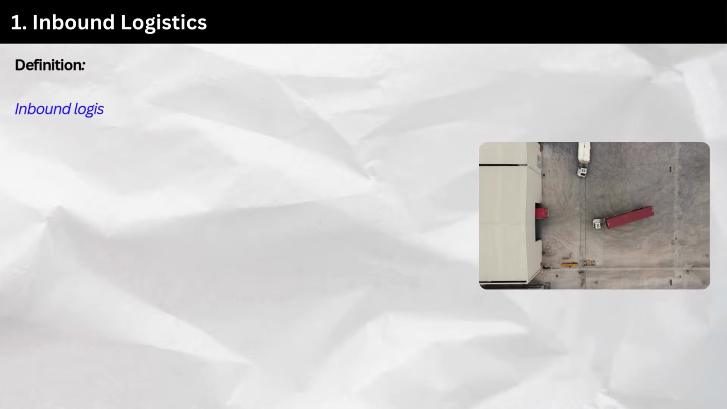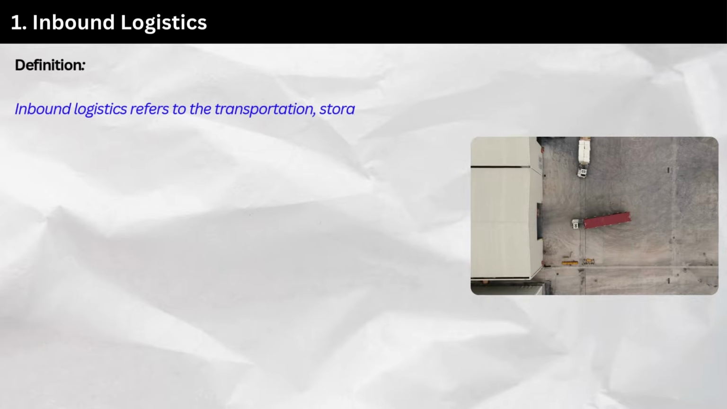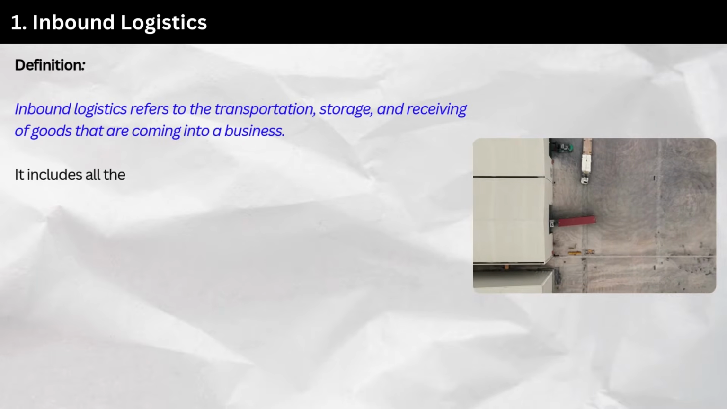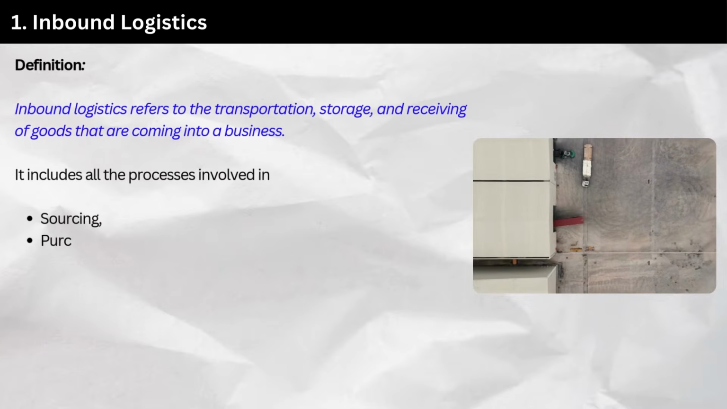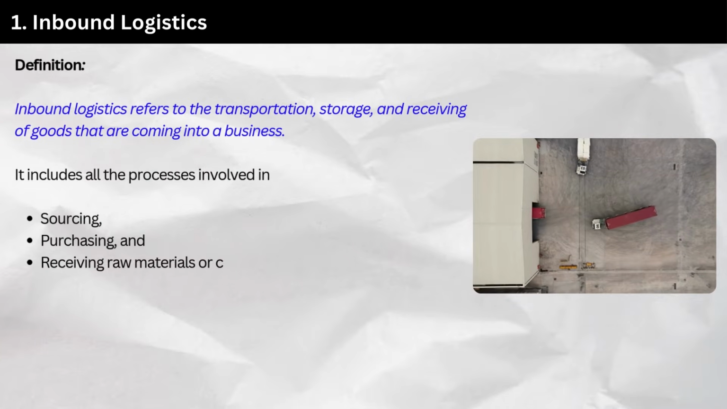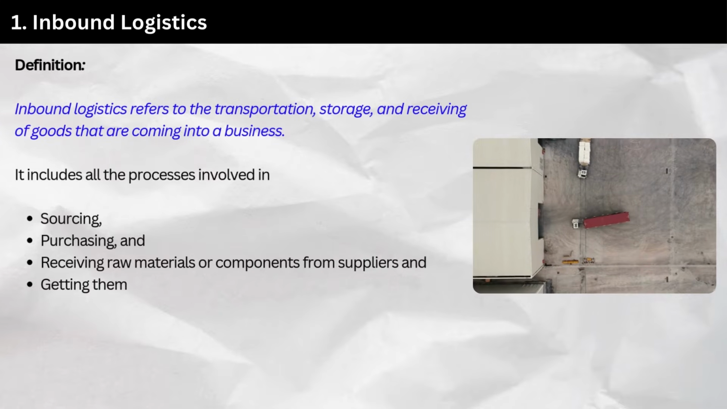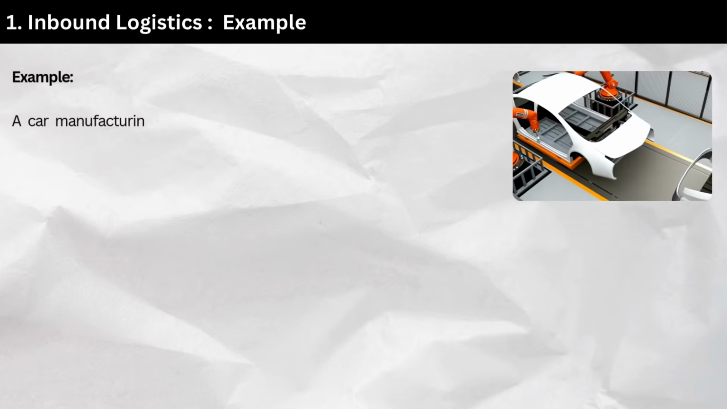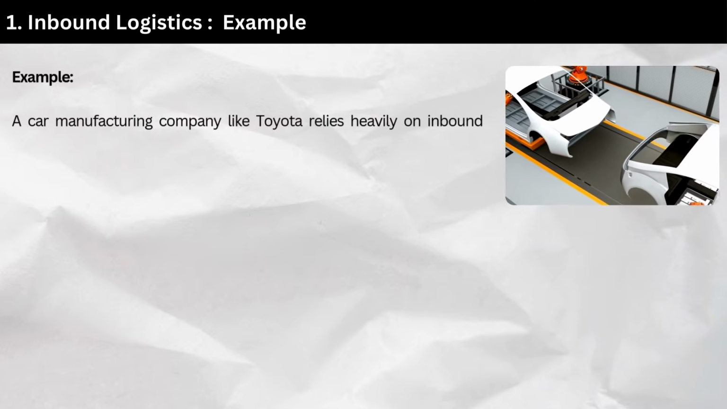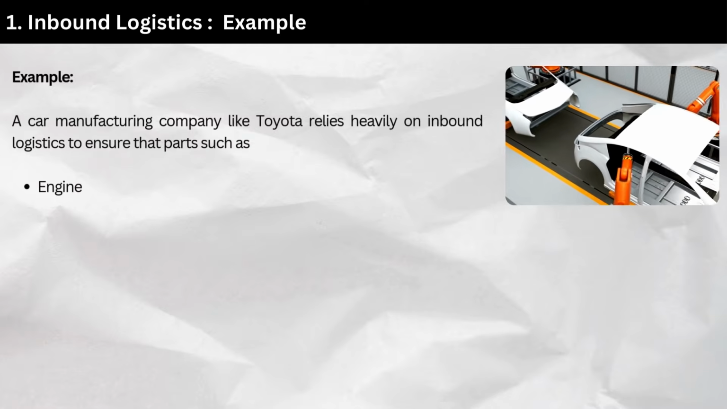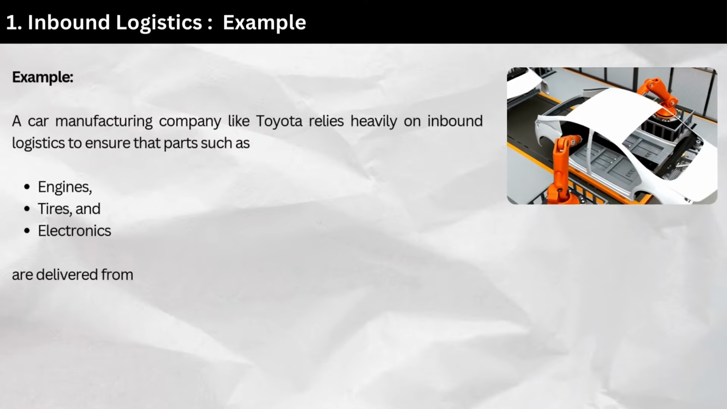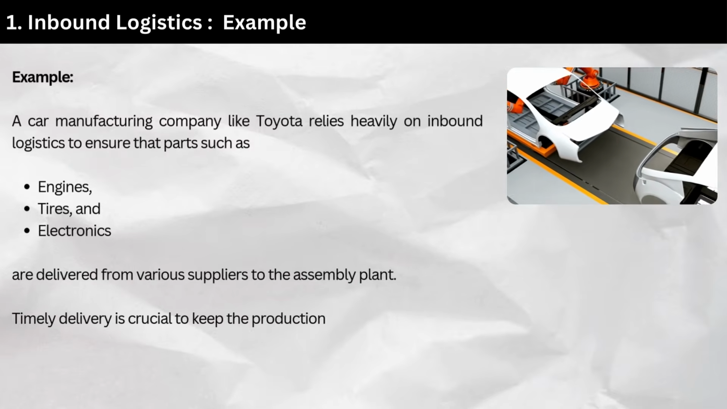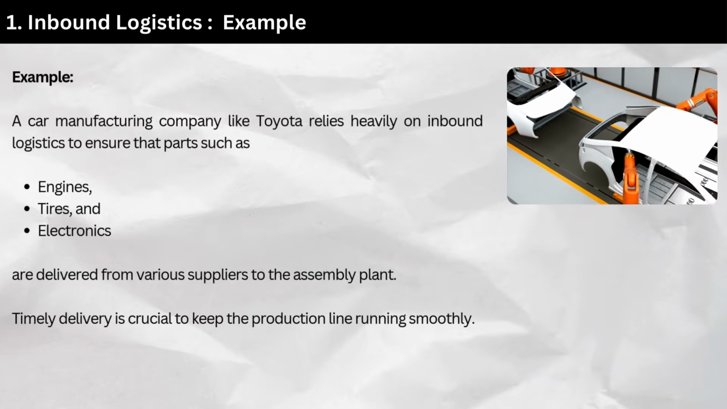1. Inbound logistics. Definition. Inbound logistics refers to the transportation, storage, and receiving of goods that are coming into a business. It includes all the processes involved in sourcing, purchasing, and receiving raw materials or components from suppliers and getting them to the manufacturing site. Example. A car manufacturing company like Toyota relies heavily on inbound logistics to ensure that parts such as engines, tires, and electronics are delivered from various suppliers to the assembly plant. Timely delivery is crucial to keep the production line running smoothly.